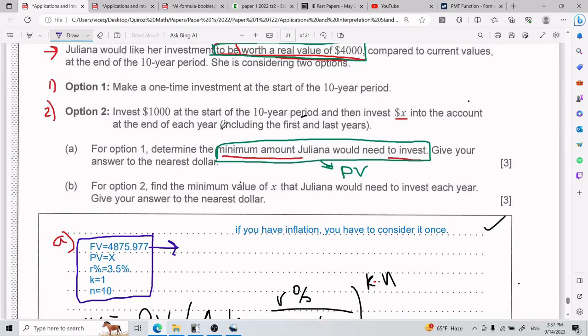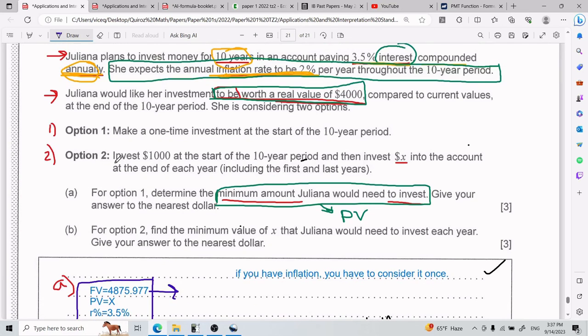For part B, it is very weird, okay? But I'm gonna try to show you guys the most intuitive way possible, all right? So for option 2, we need to invest 1,000 at the start of the 10-year period, and then invest X into the account at the end of each year, including the first and last years. And we need to find the minimum value of X that Juliana would need to invest each year. Give your answer to the nearest dollar.